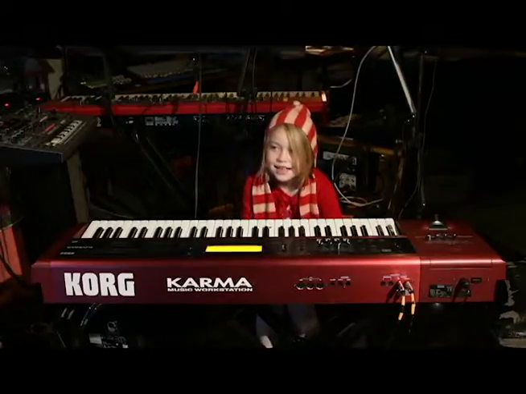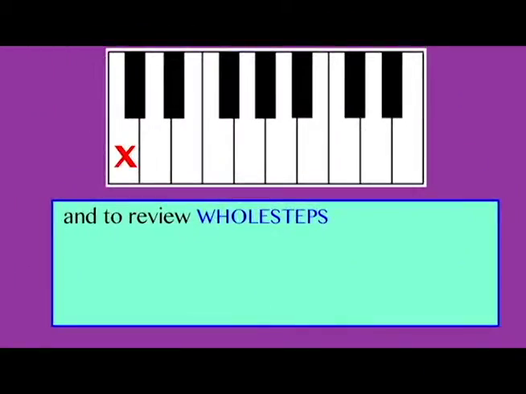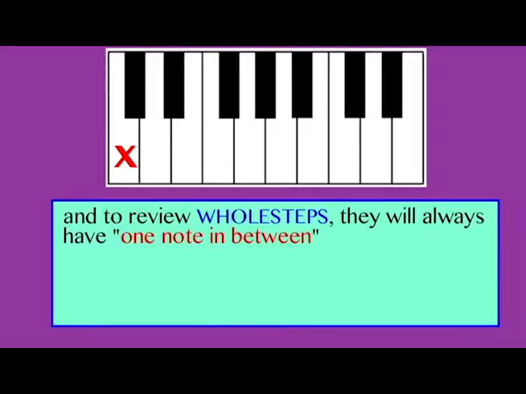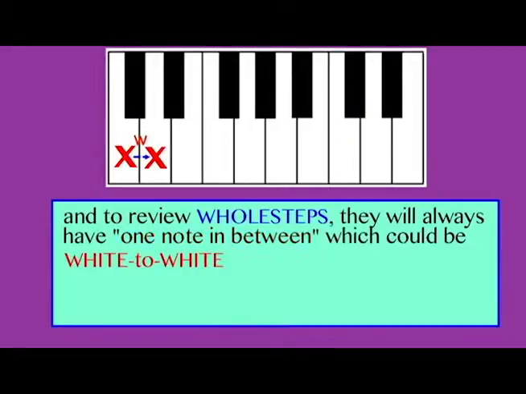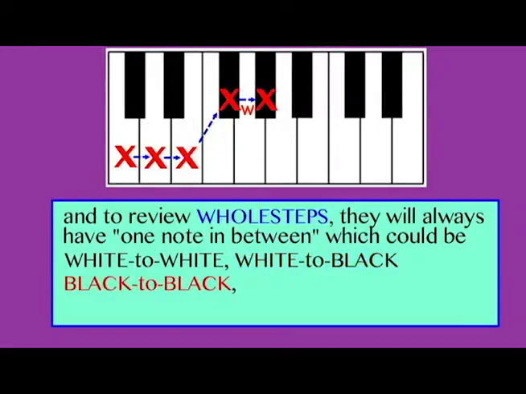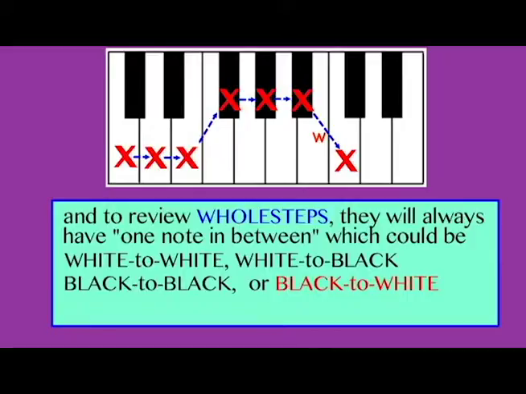Okay. Let's review the whole steps. A whole step is any time that we have one note in between. You could have white to white, right? And we could have white to black, because there's just that one in between. And we could have black to black, or black to white. All of those are whole steps because they have one in between.